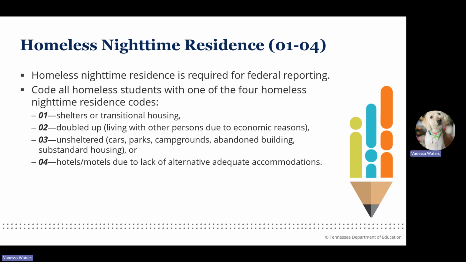Homeless nighttime residence coding is required for federal reporting. It is important to code all homeless students with one of the 4 homeless nighttime residence codes, 01 through 04. 01 is shelters or transitional housing. 02 is doubled up, living with other persons due to economic reasons. 03, unsheltered: cars, parks, campgrounds, abandoned buildings, substandard housing. Or 04, hotels or motels, due to lack of alternative adequate accommodations.